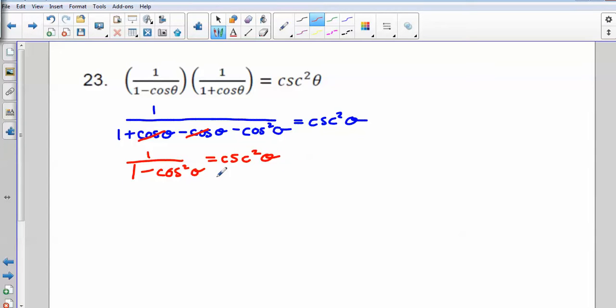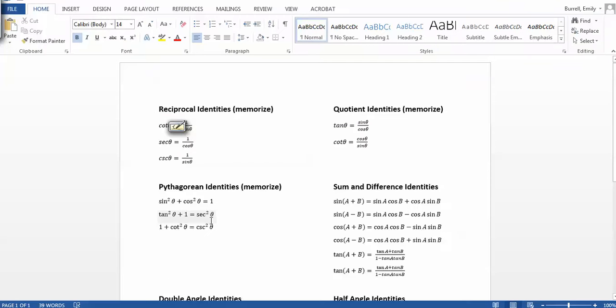Okay, so whenever I see these squareds, I start thinking about my Pythagoreans. So I'm going to pull up my list to see what the Pythagorean identity would be. Okay, so I'm looking at my first Pythagorean, and it says sine squared theta plus cos squared theta equals 1. And I chose that one because that's what I have on my left side. So if I have a 1, I can replace it with sine squared theta plus cos squared theta.